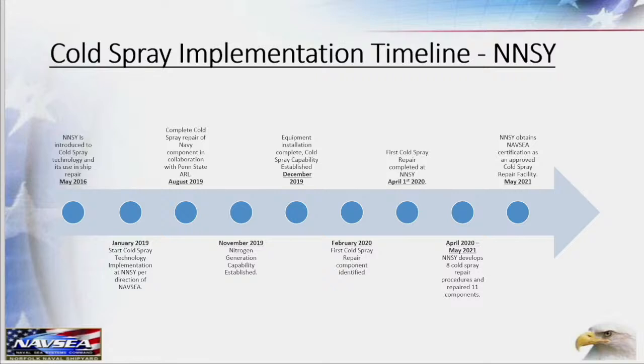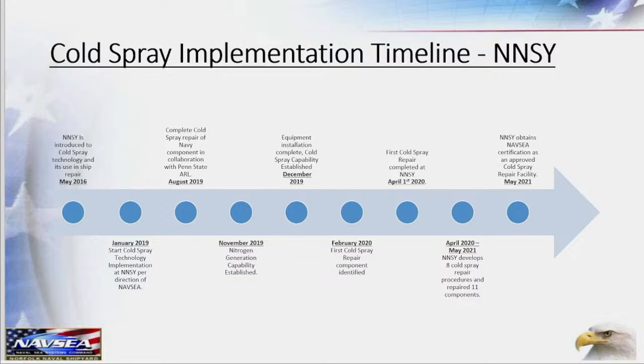So I put a timeline together. Jeff mentioned yesterday, implementing technology in shipyards is very difficult. It's a process. So in 2016, I learned what Cold Spray was. PJ had done some repairs. I said, oh, that's kind of cool. You know, I have a lot of material issues at the shipyard. Let's go start chasing this thing.